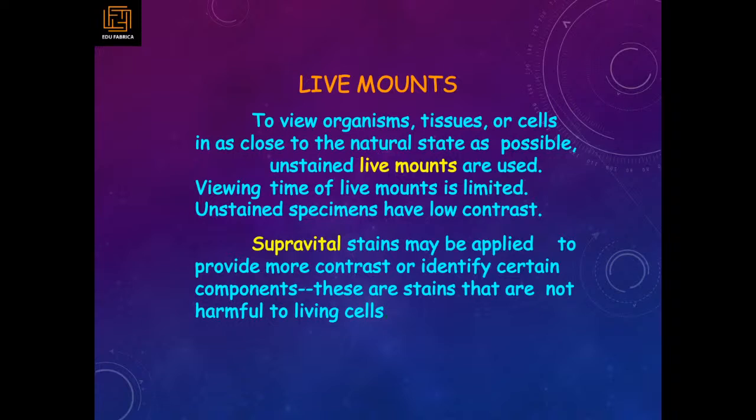So live mounts are used to view organisms, tissue or cells as close to the natural state as possible. So unstained live mounts are used. The viewing time of the live mount is limited, and unstained specimens have low contrast. So supravital stains may be applied to provide more contrast or identify certain components, and these are stains that are not harmful to the living cells.